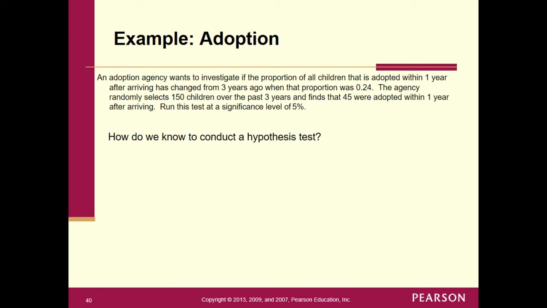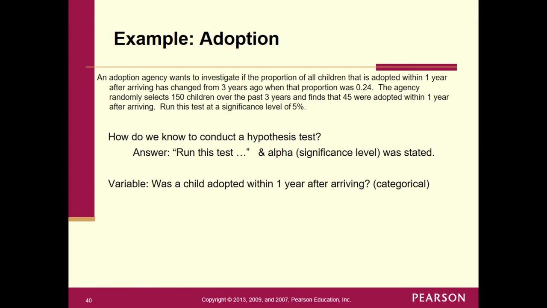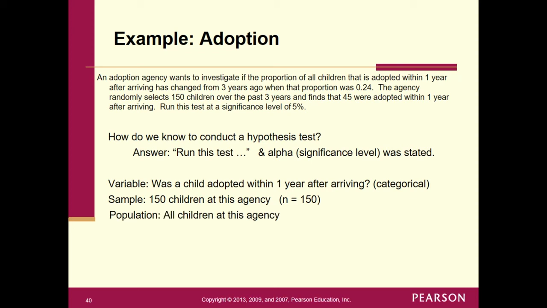So how do we know to conduct a hypothesis test? Same as before, okay? We said run this test, basically. What's the variable? Was a child adopted within 1 year after arriving, yes or no? Not all categorical variables are yes or no, but a lot of times when we do a hypothesis test, they are. So that's why we're looking at a percentage or a proportion. What was our sample? Looks like 150 children at this agency. That means n is equal to 150. Our population, all children at this agency.